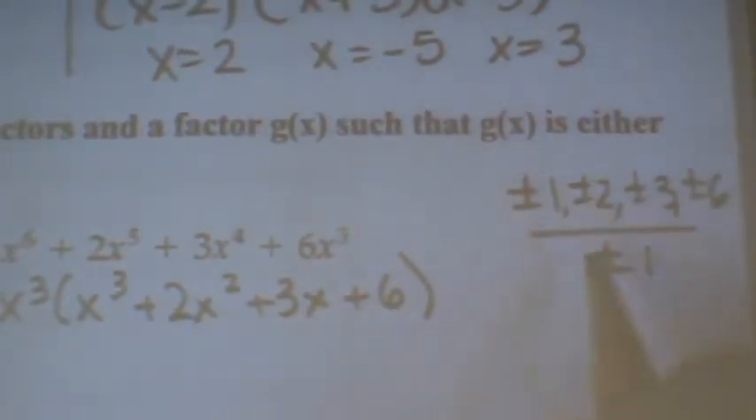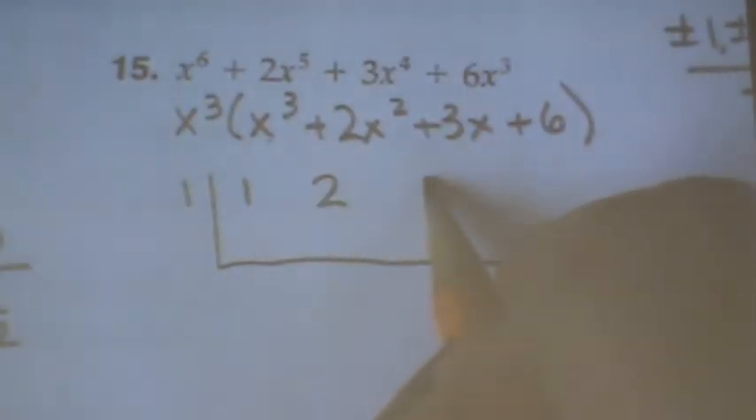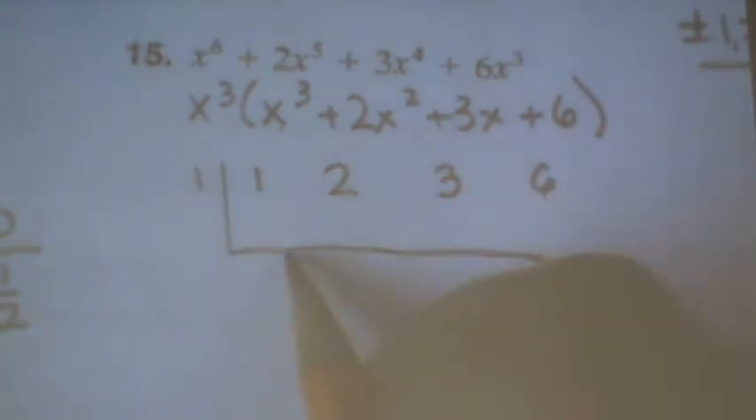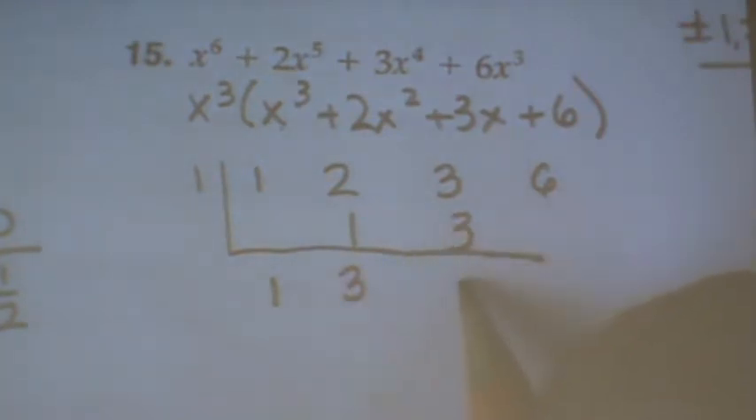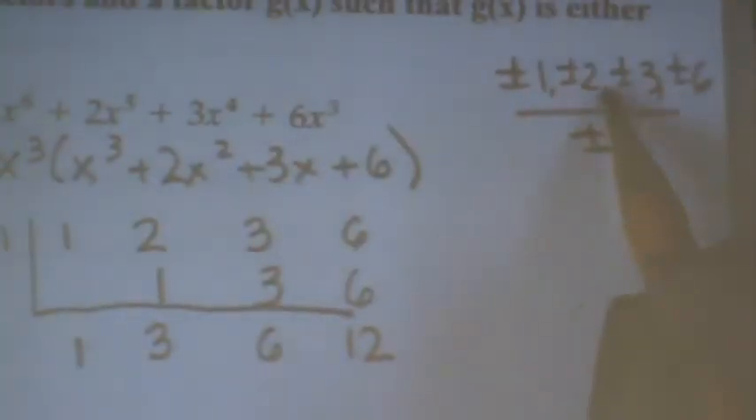These are your possible zeros. So let's start with 1. Does 1 work? If we put a 1 out here, you're going to use 1, 2, 3, and 6. My guess is it's not going to work because these are all positive numbers. When we do this, we're going to see that this is going to be an upper bound. Bring down the 1. 1 times 1 is 1. You get 3, 3, 6, 6, and you get 12 here. When you have a positive number and these are all positive, that's an upper bound. So you're not going to try 2, 3, or 6.